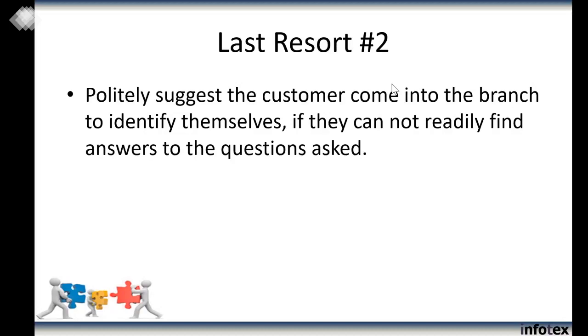Now, you'll need to ask your supervisor. Some institutions want you to implement last resort number one and last resort number two. And if the customer is complaining still, then escalate to the branch manager or whoever would be the next person in line to escalate to. Some organizations would rather you try last resort number one and then escalate to the supervisor and allow the supervisor to implement last resort number two. It all depends on your branch. You want to make sure your supervisor and you have that worked out.